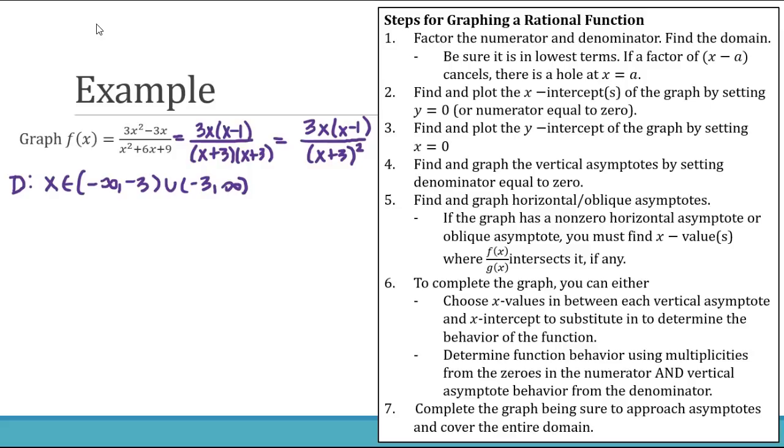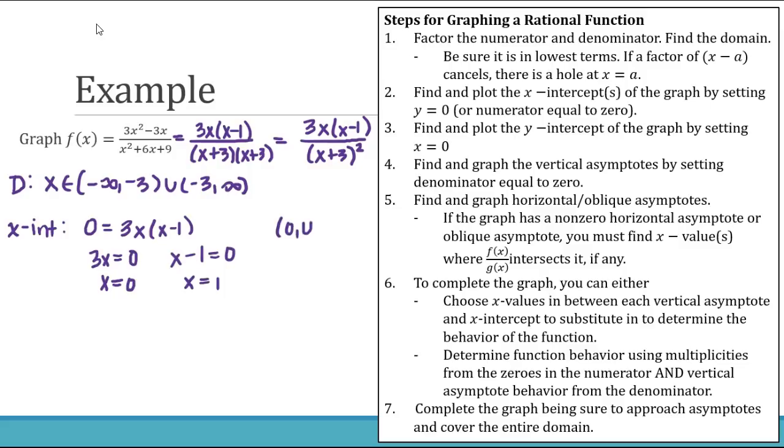Now to find the x-intercepts, I set the y value equal to 0, or f of x equal to 0. But essentially what I'm doing, if you remember, I'm just setting the numerator equal to 0, because the denominator, if we just multiply it to the other side, it just goes away. And we already have the factored numerator, so that's easier to set equal to 0. So this time I'll get 3x equals 0, or just x equals 0. And then x minus 1 equals 0, so I'll get x equals 1. So my x-intercepts are (0, 0) and (1, 0).